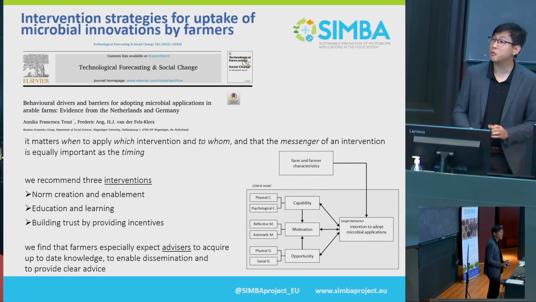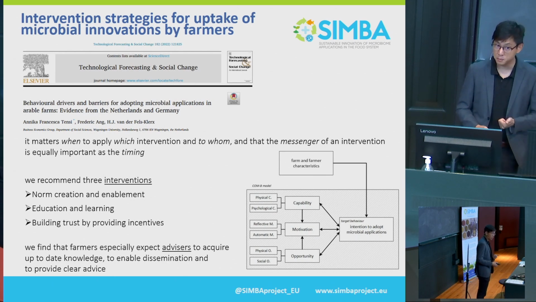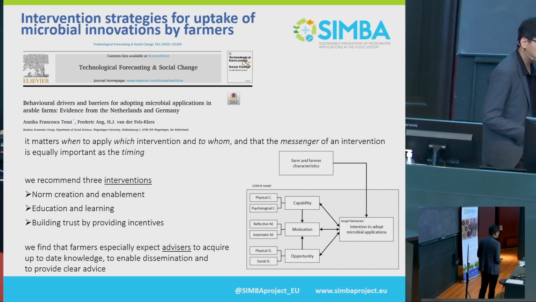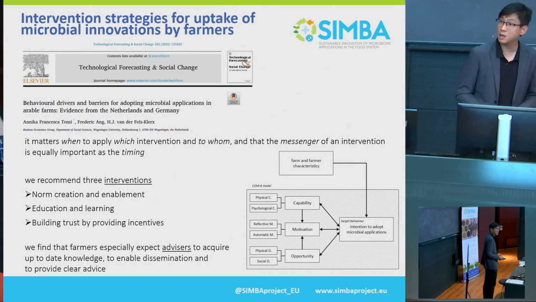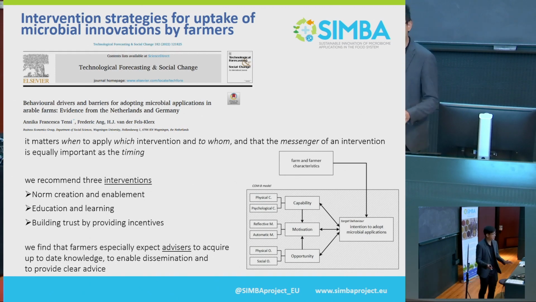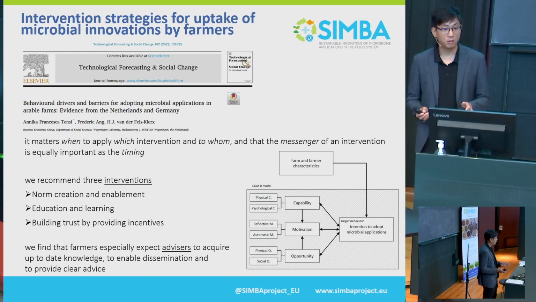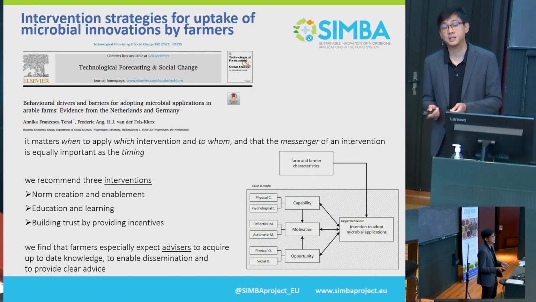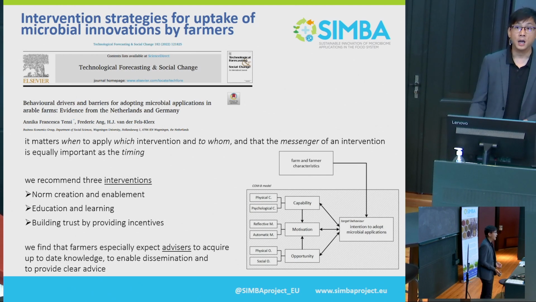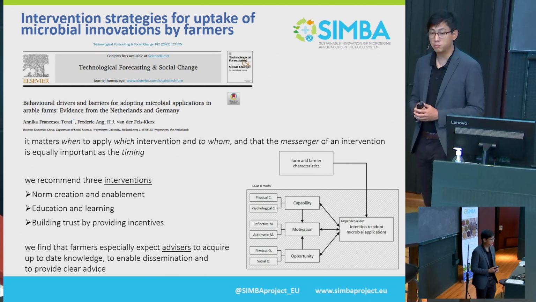What came out of it were 3 interventions. First, it's important to create the right context, so the right norms and enablement. Secondly, knowledge still plays a very important role, so education and learning are very important. And thirdly, last but not least, building trust is extremely important. This trust can be built by providing incentives. These incentives are not only economic incentives, such as subsidies, for instance, but also more behavioral steering.